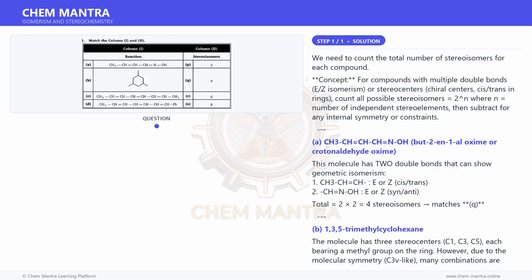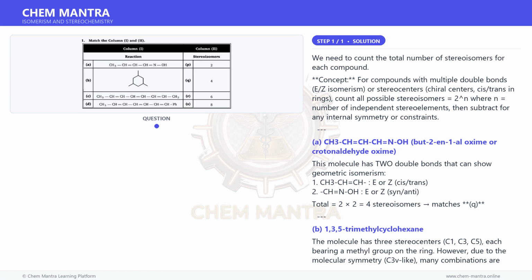Actually, the standard result for 1,3,5-trimethylcyclohexane is 2 stereoisomers total: the all-cis, achiral, and the 1,3-cis, 5-trans, which exists as one achiral form due to the plane of symmetry through C5. This gives a total of 2 stereoisomers, which matches P.